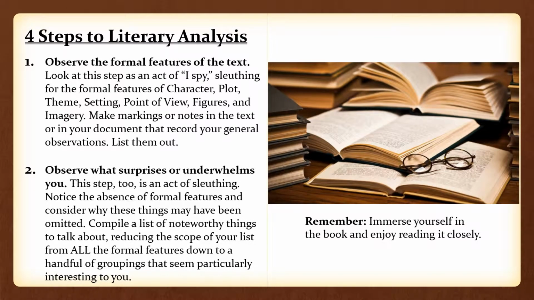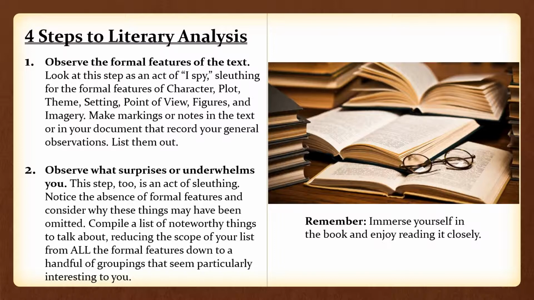Now you may still be wondering how to turn these observations into an analysis. Well, there are 4 general steps to performing a literary analysis, and the first step we have already been discussing for the last several minutes. That is, first, observe the formal features of the text. Look at this step as an act of I spy, sleuthing for the formal features of character, plot, theme, setting, point of view, figures, and imagery. Make markings or notes in the text or in your document that record your general observations.